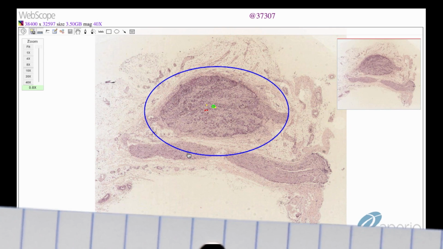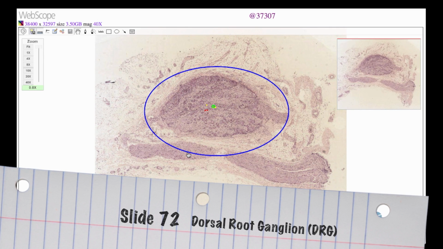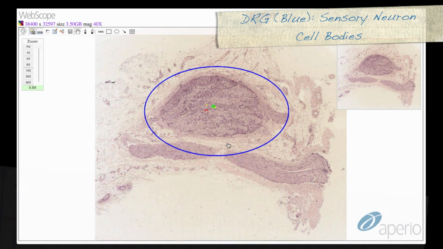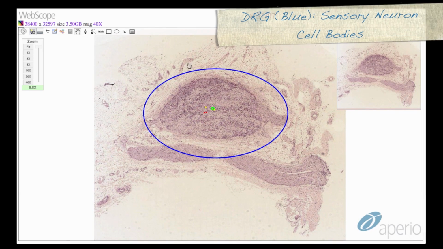We are now looking at slide 72, which is a section of dorsal root ganglion prepared with H&E. The dorsal root ganglion is a sensory ganglion. The DRG is seen here circled in blue. Recall that the DRG houses the cell bodies of sensory neurons.